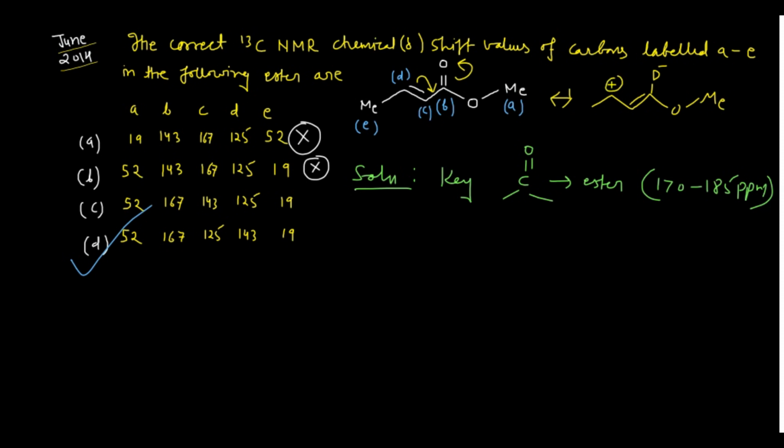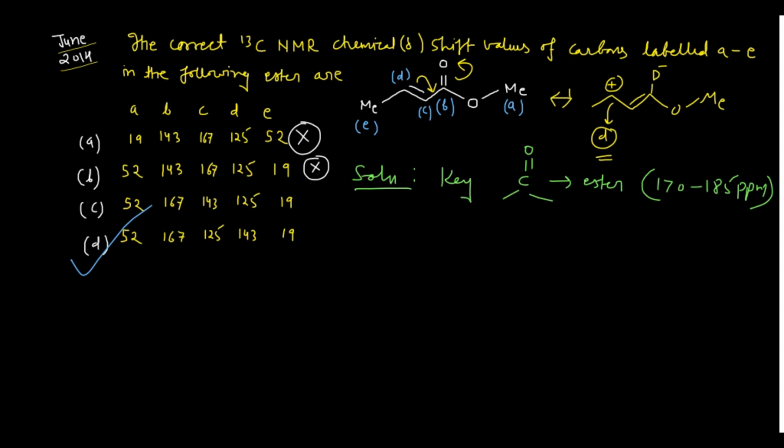Positive charge, that means for the carbon D, and you know the positive charge shows the deficiency of electrons, that means de-shielding. When electrons are not there to shield the nuclei, de-shielding occurs, and de-shielded nuclei, whether carbon or hydrogen or any other NMR active nuclei, appear downfield. So this carbon, which is basically D, should be downfield, that means it should have the higher chemical shift.